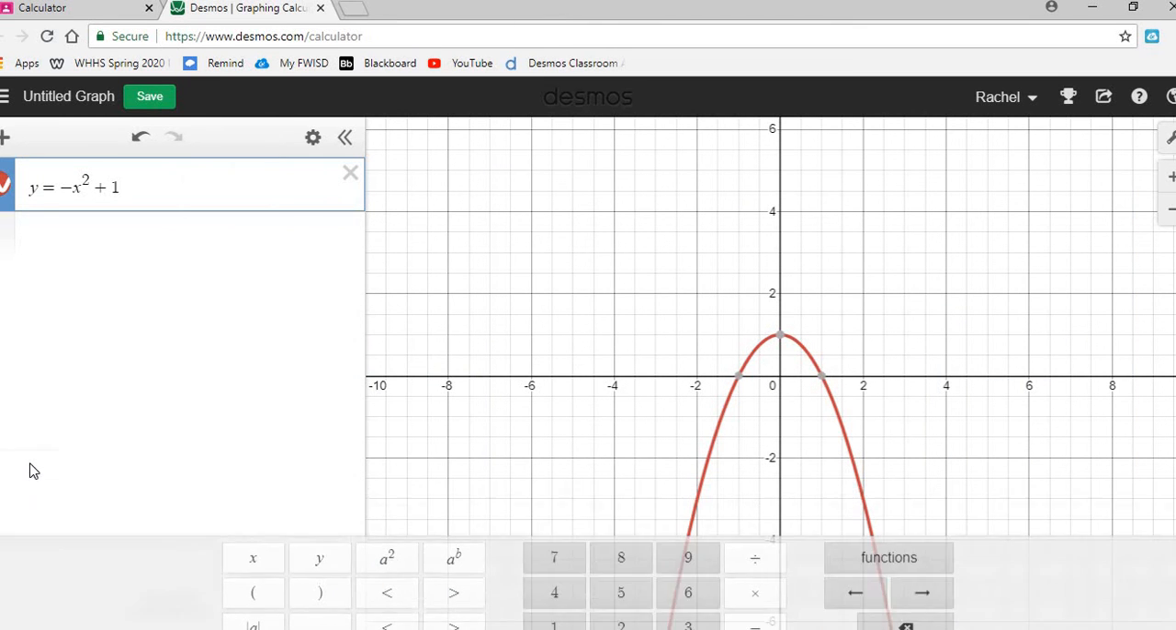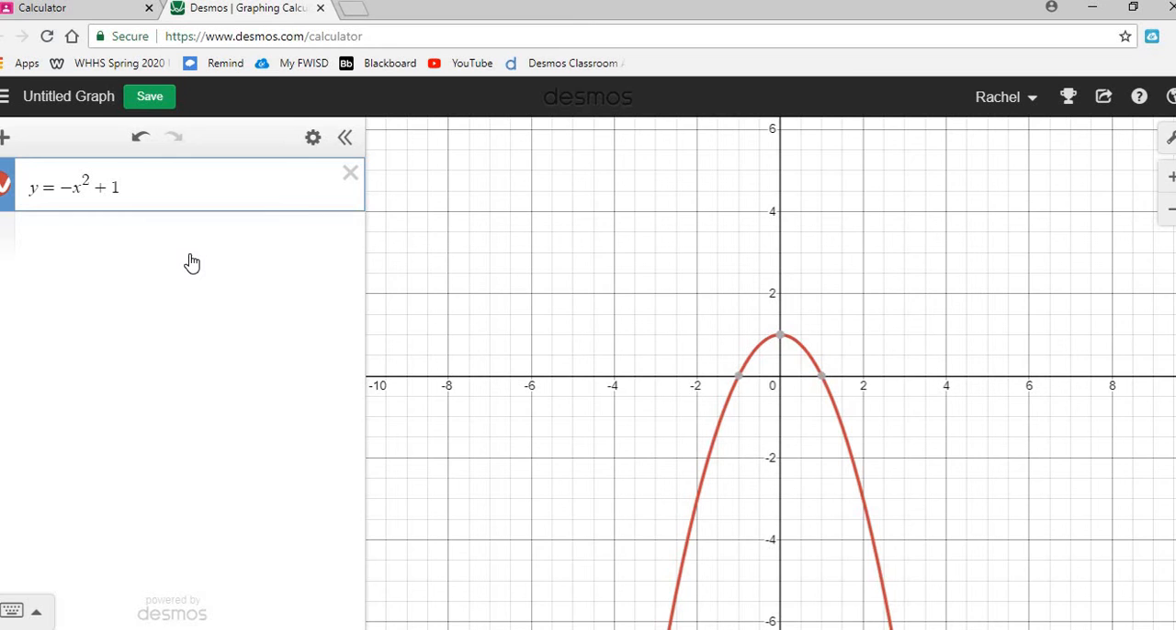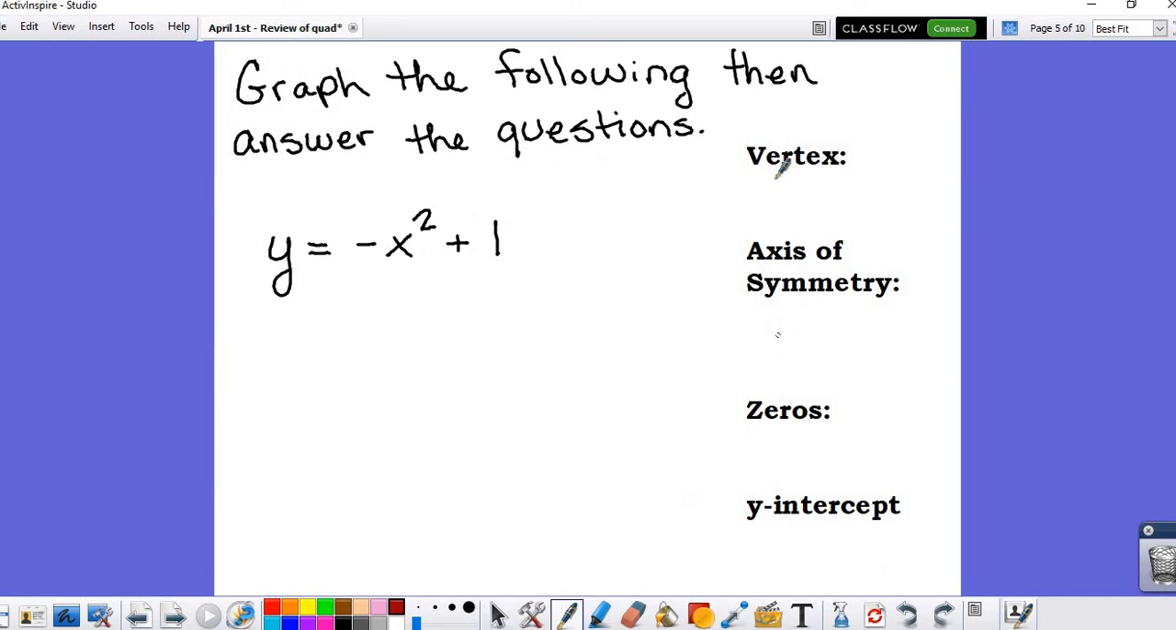All right. So we want to find the important pieces. And if you click on the points, it will actually tell you what the ordered pairs are. So my vertex is 0, 1. And it's at the top of the graph, which means it's a maximum.